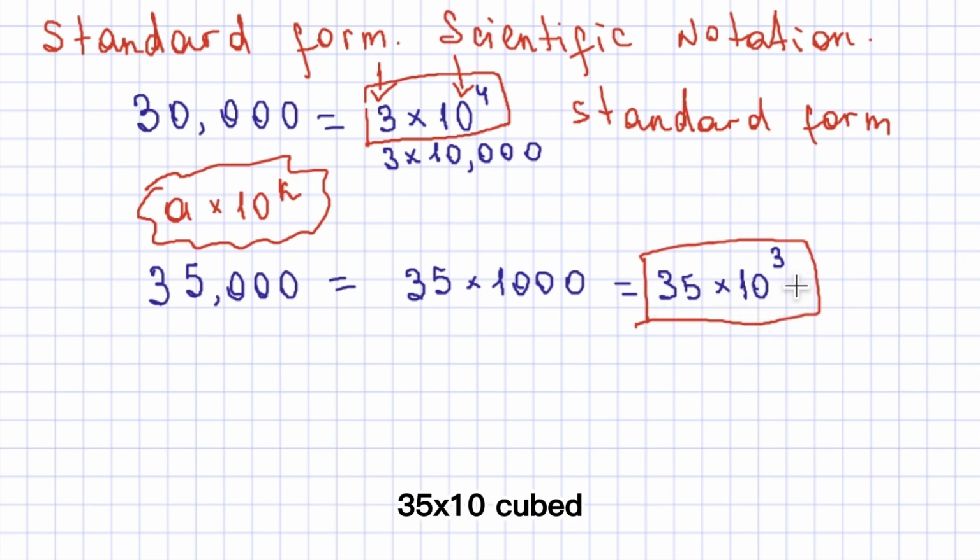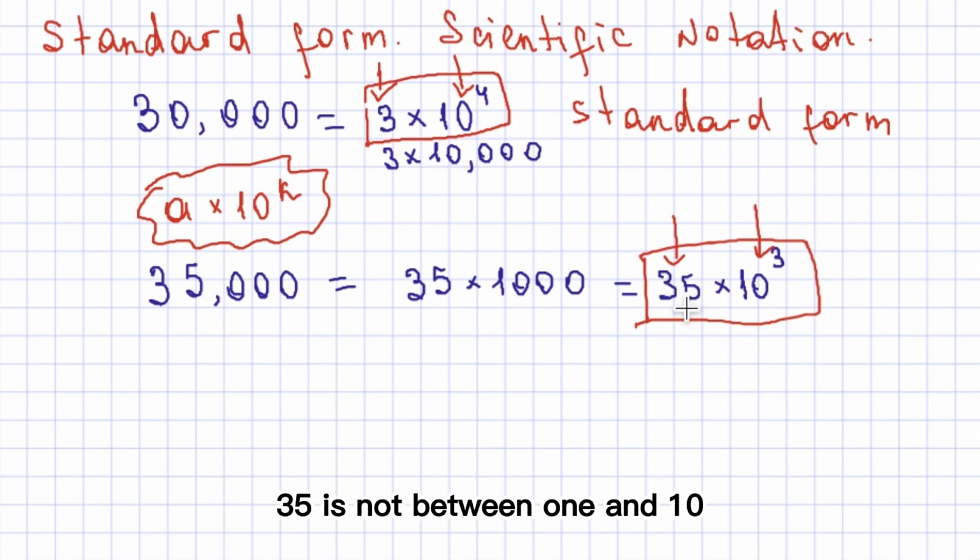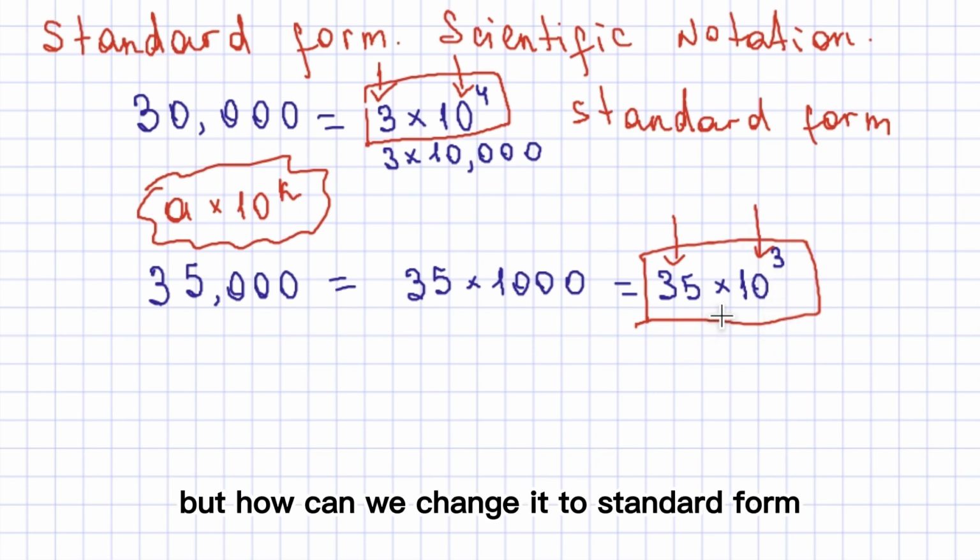Let us look at the second answer. 35 times 10 cubed. Instead of a, we have 35, and instead of 10 to the power of k, we have 10 cubed. 35 is not between 1 and 10, so it is not standard form of number. But how can we change it to standard form?